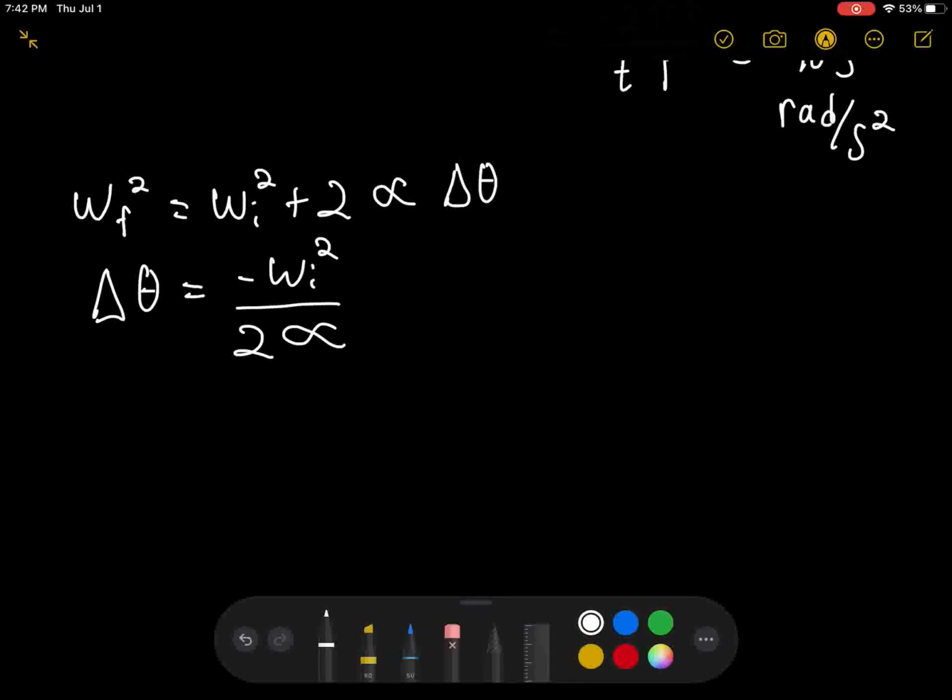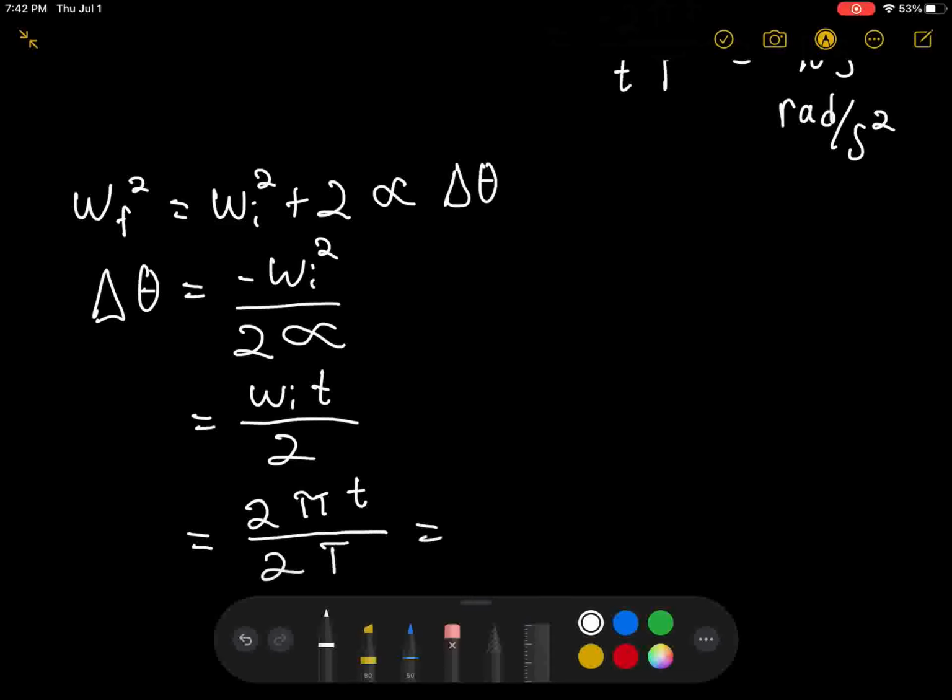And again, once we substitute this, we would get omega t over 2. And substituting one more time, this would be 2 pi t over 2 capital T, that's the period. And once we solve for this, we would get 52.4 radians, if you want to make sure.